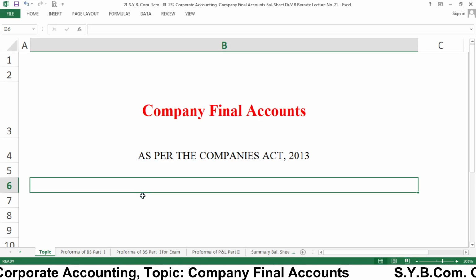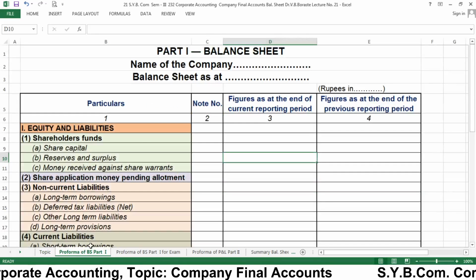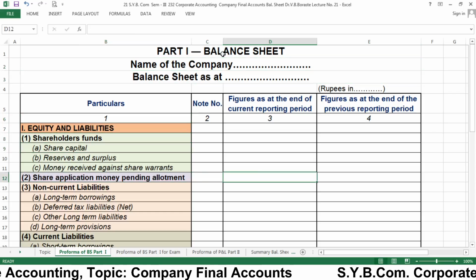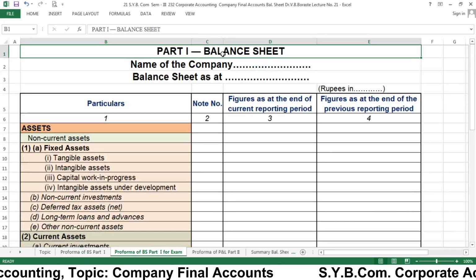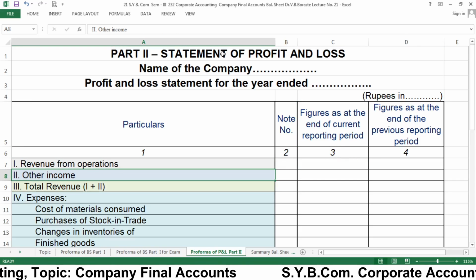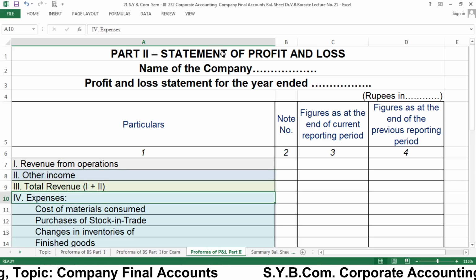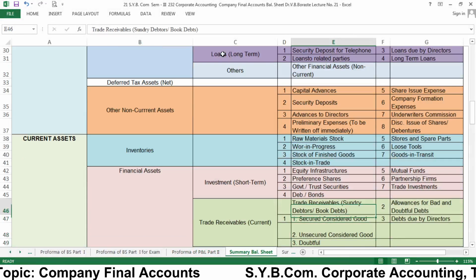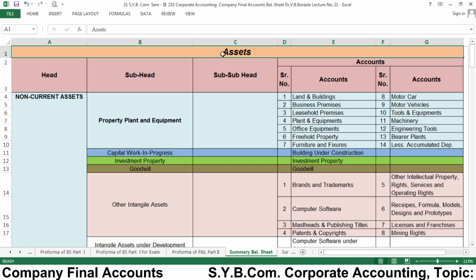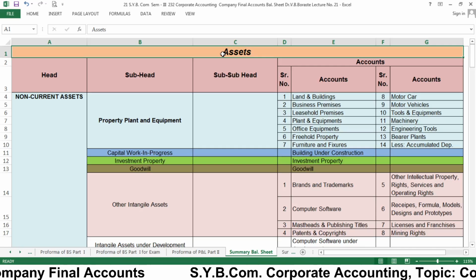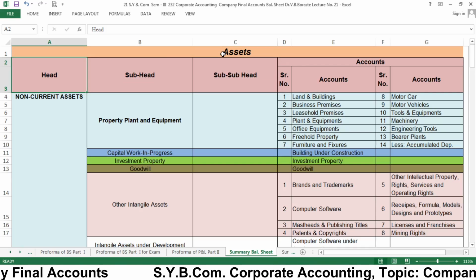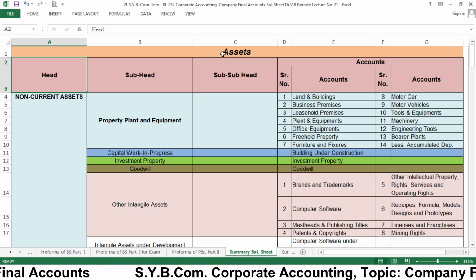So here are the company final accounts as per the Companies Act 2013. In the last lecture, we have already seen the pro forma balance sheet in Part 1, and after that we also studied the statement of profit and loss, or pro forma of profit and loss, where we have seen the various items of the statement of profit and loss as well as the balance sheet. Now today we will discuss the balance sheet and its heads, where we have to study the items which will be considered under the notes, or we can say as subhead parts. So let us start with the company final accounts and the pro forma balance sheet and its summary heads.